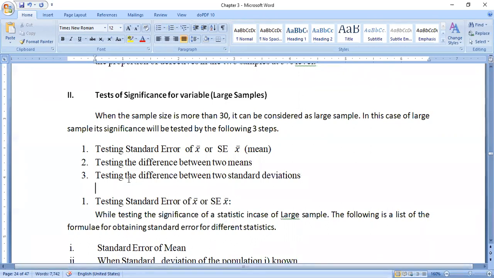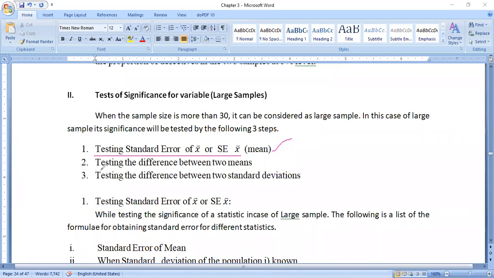Step number 1, testing standard error of x bar, or SE x bar. X bar is nothing but mean. This is the second method. These 3 are the problematic topics we will discuss in this class. Test of standard error of x bar, or SE x bar. It will be written in this short form also.